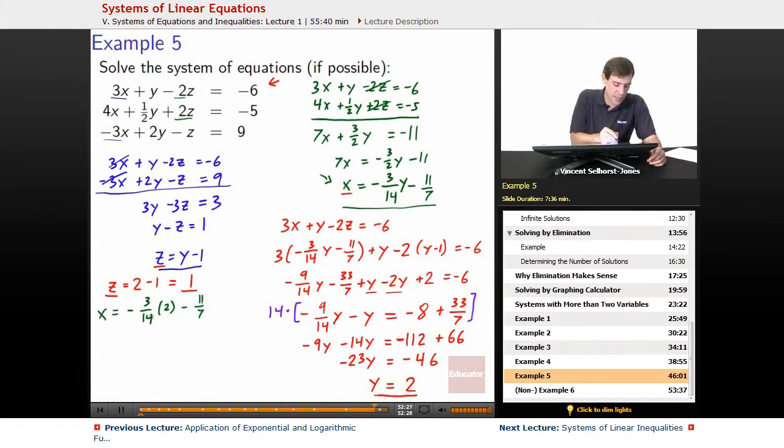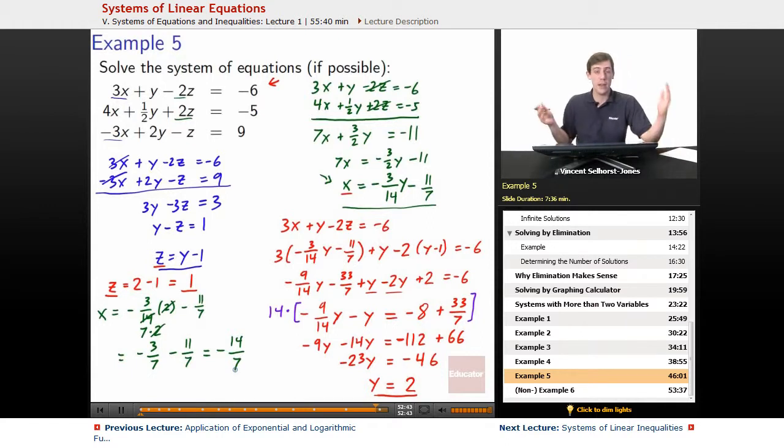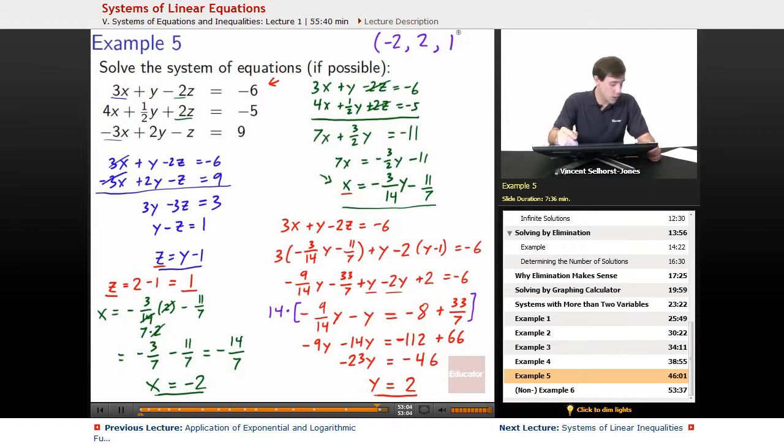So negative 3 over 14 times 2, well, we can break this into 7 times 2. So the 2's cancel out, and we've got negative 3 over 7 minus 11 over 7. Negative 3 over 7 minus 11 over 7 gets us negative 14 over 7, because they've got the same denominator. So negative 14 over 7 simplifies to x equals negative 2. Great. So at this point, we've found our x value, our y value, and our z value. So in the end, we know that the point that works in all three of these equations is negative 2, comma 2, comma 1. Great.